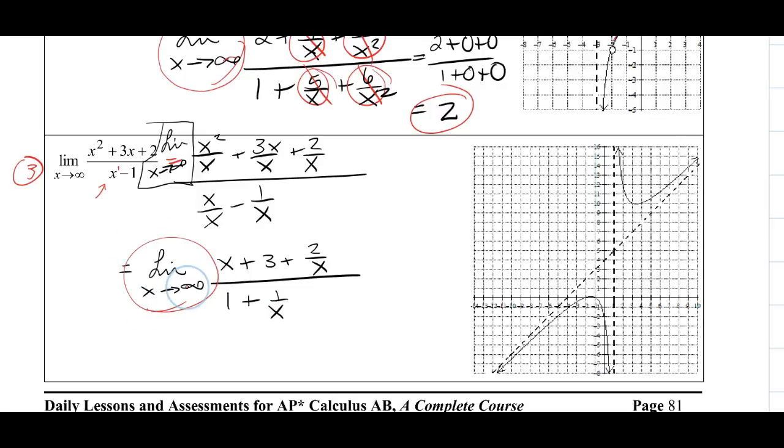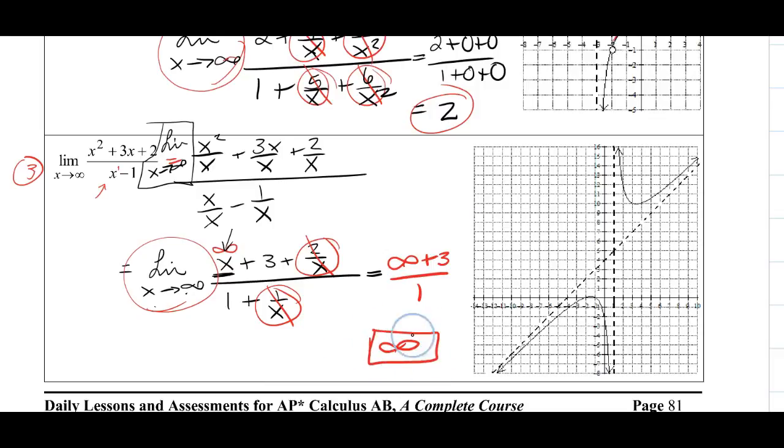Now I can take my limit as x approaches infinity, and anything that's a constant over a power of x approaches 0. But I still have this x left. So as x approaches infinity, this x in the numerator becomes infinity. So I get infinity plus 3 over 1. Well, infinity plus 3 is still infinity, and infinity divided by 1 is still infinity. And so my answer is positive infinity, which tells me I have a slant asymptote instead of a horizontal one. And we can see that on our graph here.